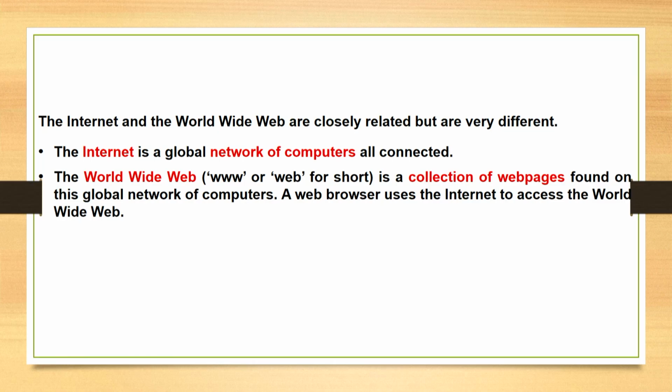So, in short we can say that internet is a global network of computers all connected to each other, whereas the World Wide Web, or web for short, is a collection of web pages found on this global network of computers. A web browser uses the internet to access the World Wide Web. So, this is all about the internet and the World Wide Web.